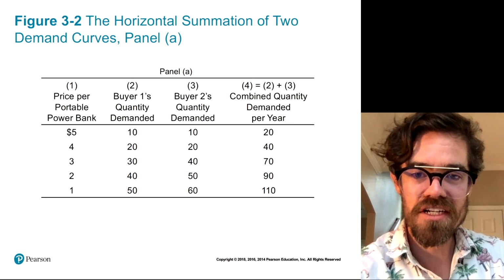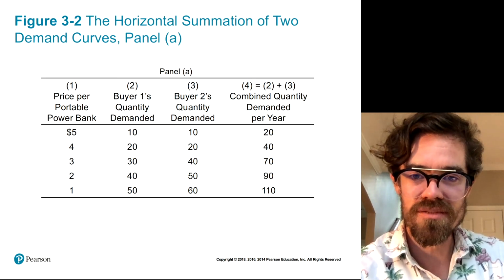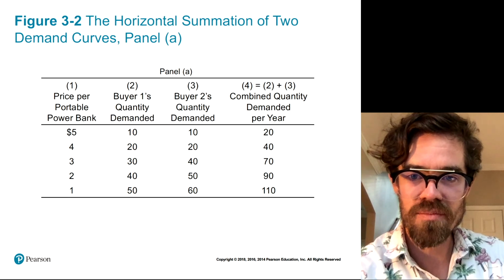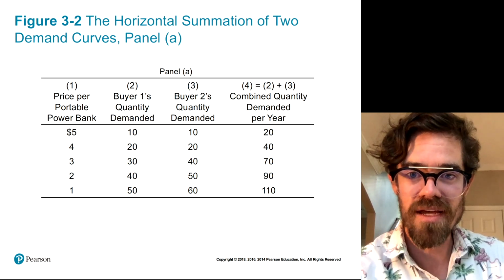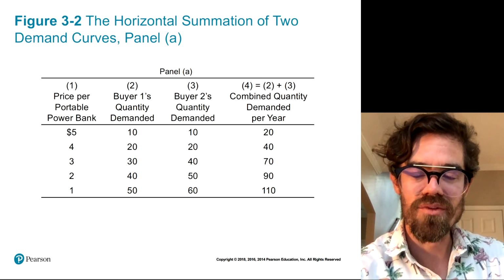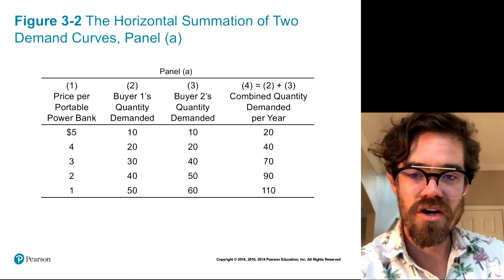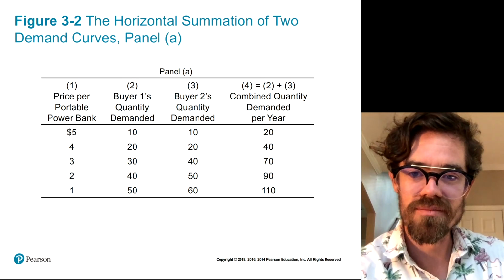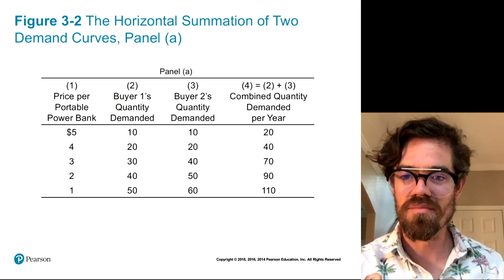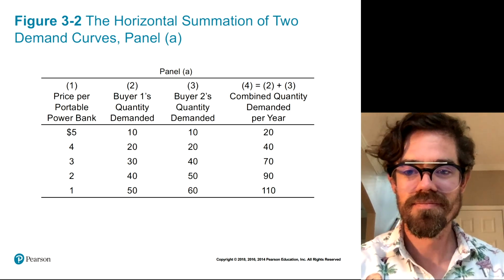We do that for each and every single price, add up the quantities demanded individually at each and every price, and that gives us the quantity demanded in the market. And then that relationship you see in column 4, that is market demand there, that last column. So the individual demands of the market all added together. Okay.